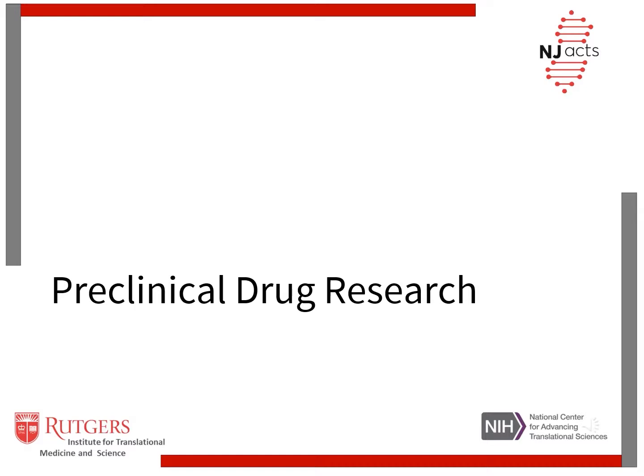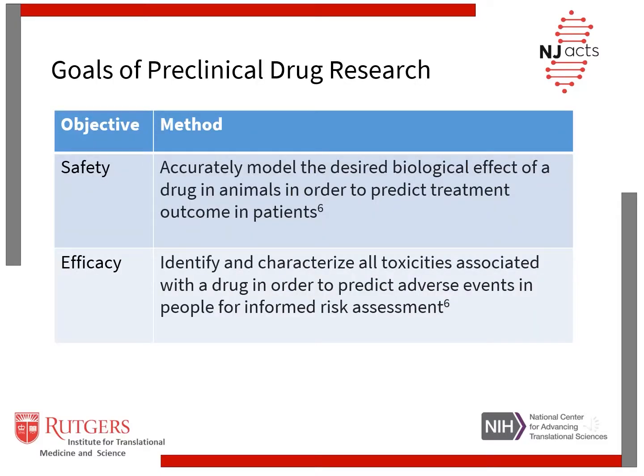Now we will discuss the objectives and processes that comprise preclinical drug research. The primary objective of preclinical drug research is to determine potential safety and efficacy of the drug in non-human subjects. Safety is determined by accurately modeling the desired biologic effect of the drug in animals in order to predict the treatment outcome in patients. Efficacy is determined by identifying and characterizing toxicities that are associated with the drug, and this is designed to predict adverse events in people for an informed risk assessment.